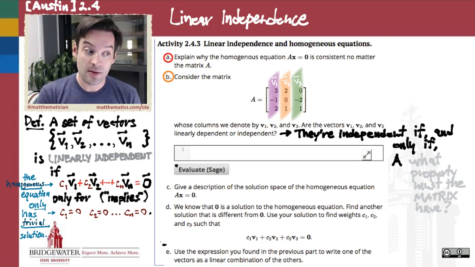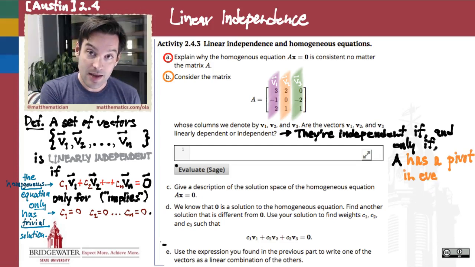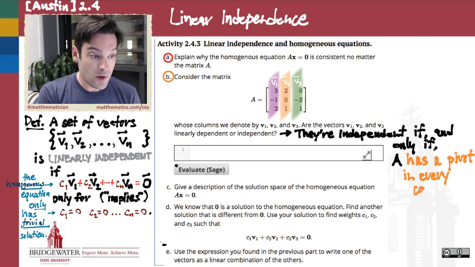What property must A have in order for us to conclude the independence of the 3 columns? We need to know that A has a pivot in every, well, remember that pivots can exist in every row or every column, so which one do we need here? A pivot in every row or a pivot in every column? Since the issue here is about the independence of the columns, we will say that these columns are linearly independent if and only if each column has a pivot.